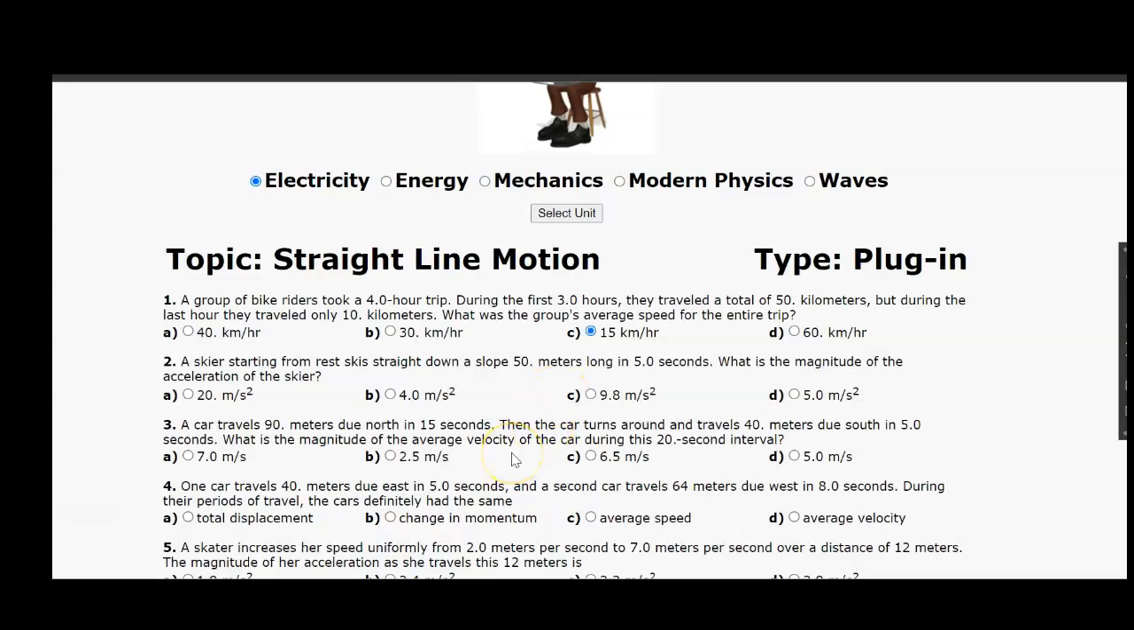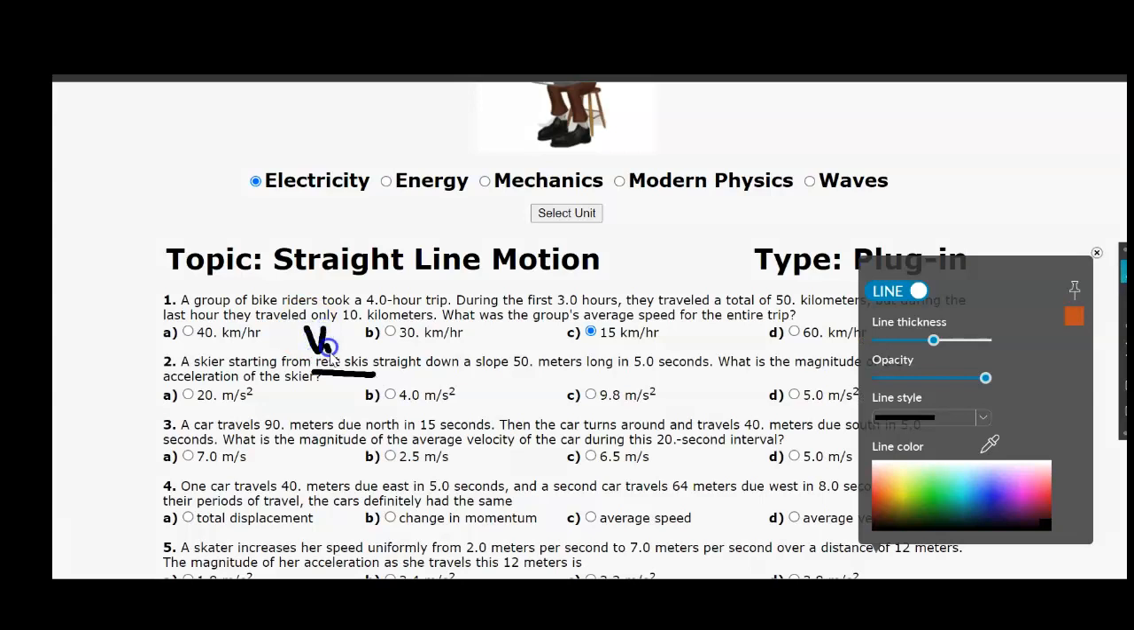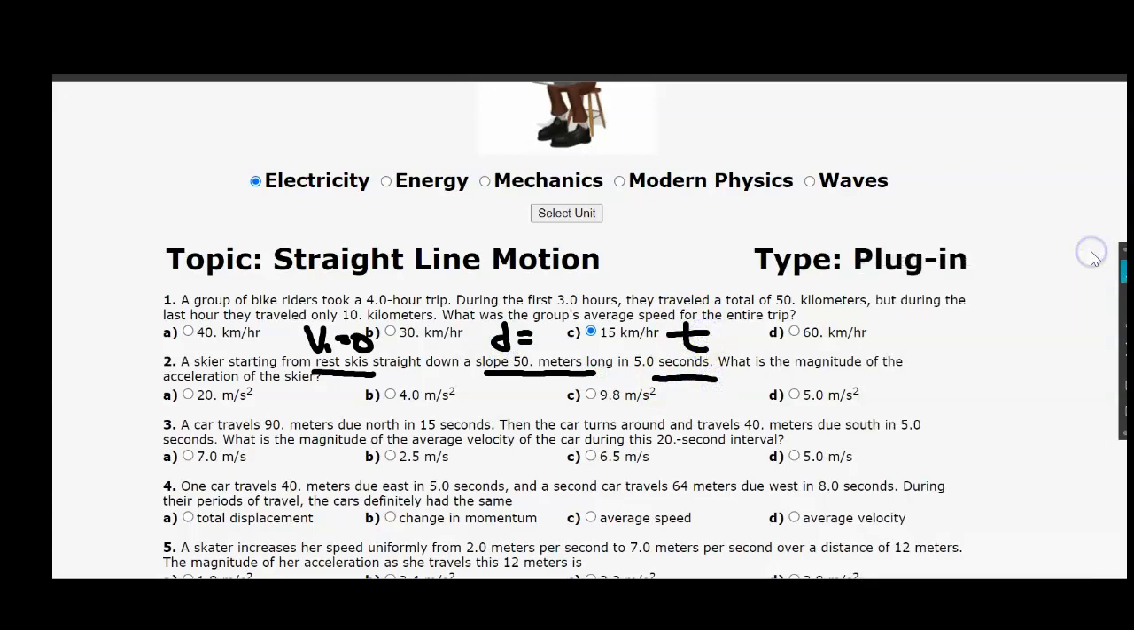Okay, now we've got some keywords and some numbers, right? Let's go about how we do this. A skier starts from rest. Vi equals 0. 50 meters long, that's D. 5 seconds, that's T. What is the magnitude of the acceleration? That's A. What do you got? What do you want? And what fits?